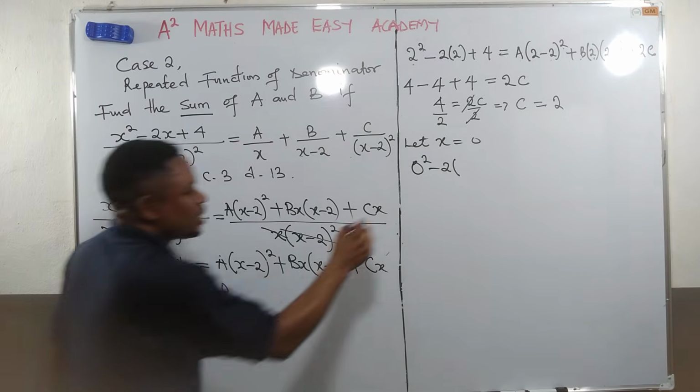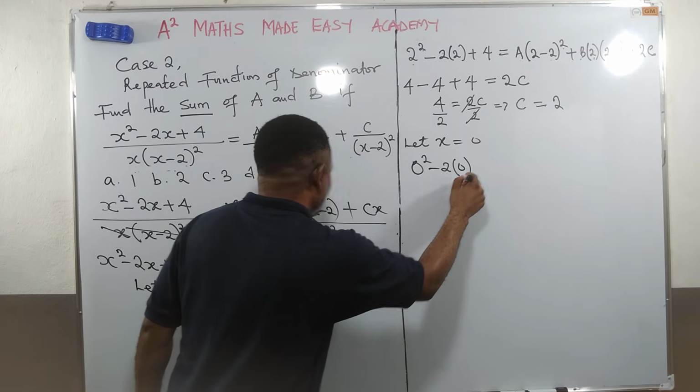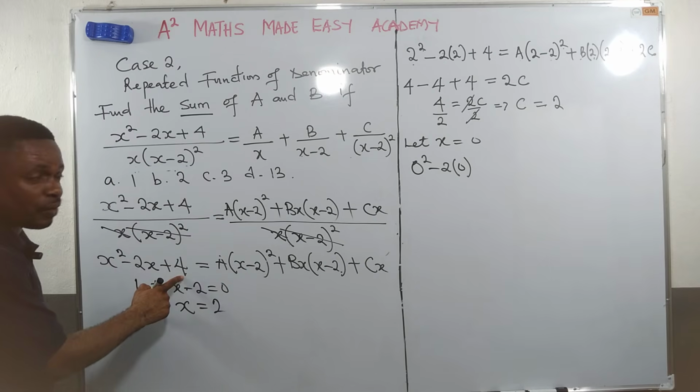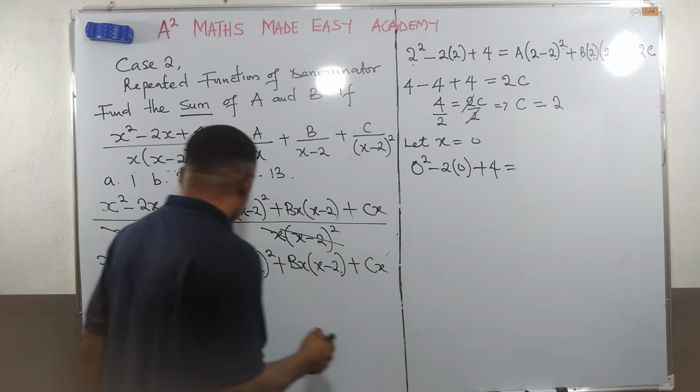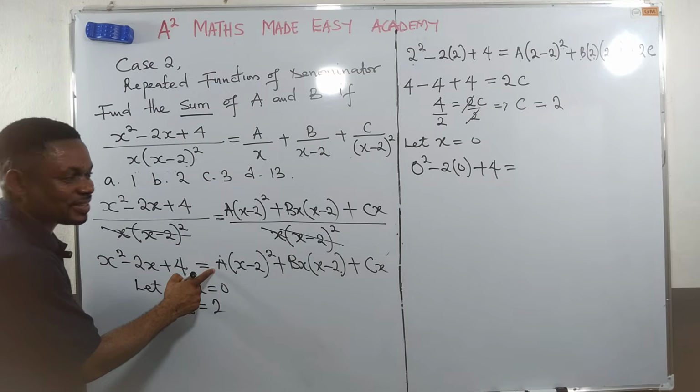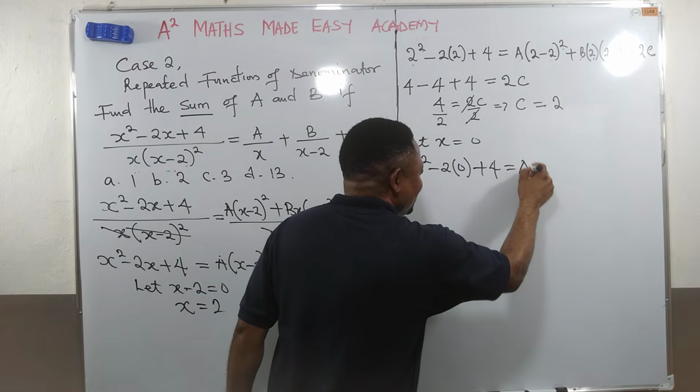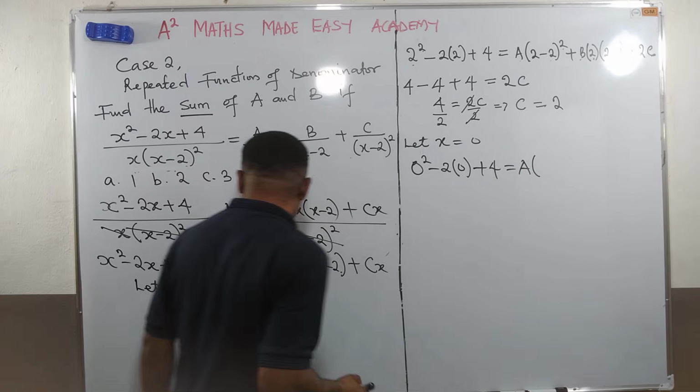What is x? x is 0. Close the bracket. Then plus 4. I will now write plus 4. Are you there? Then equal to. Watch here. Oh my goodness. Look at this. This is a. Taking it gradual. Open the brackets.